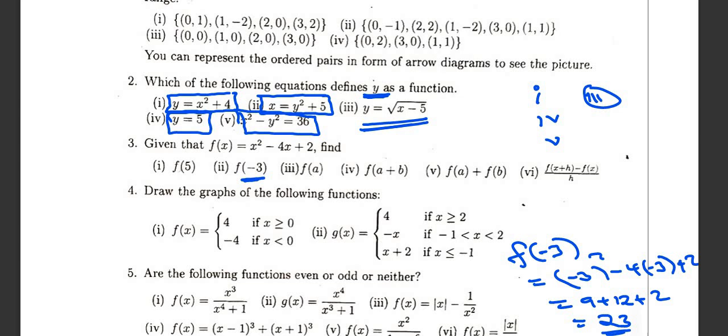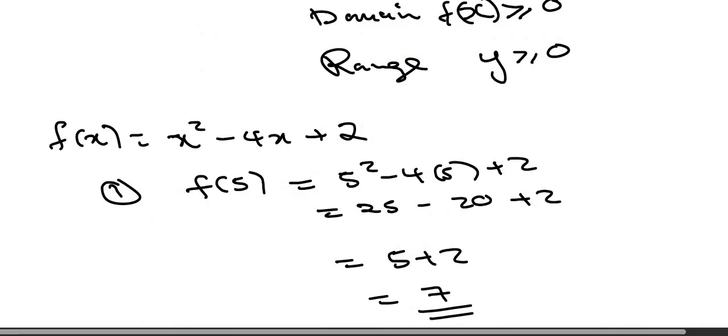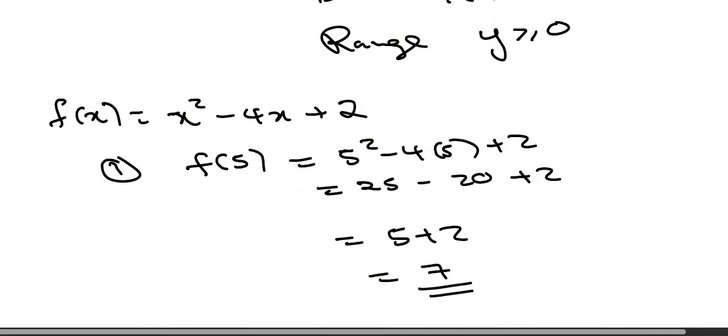F of A, nothing will change. They are not even trying to confuse you here. They just want you to cement your whole idea of a function at a point. So the function f of x was given to be the same thing, which is x squared minus 4x plus 2.